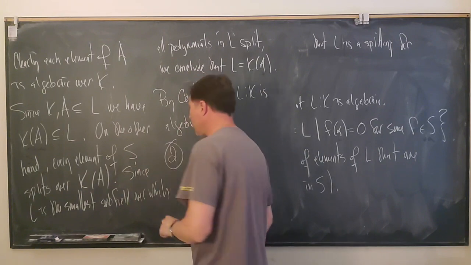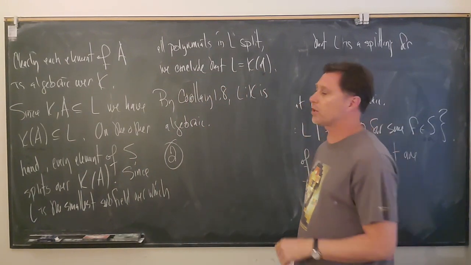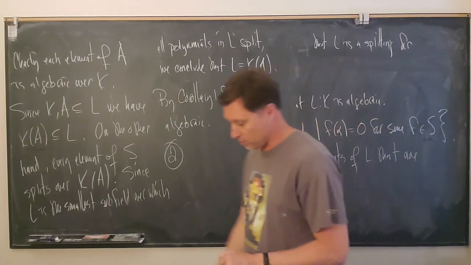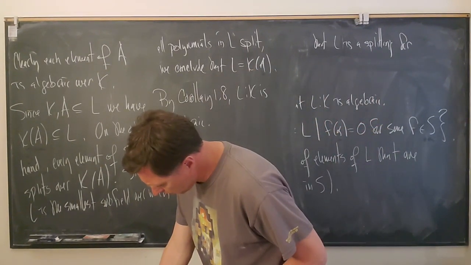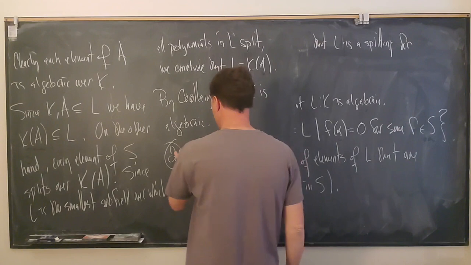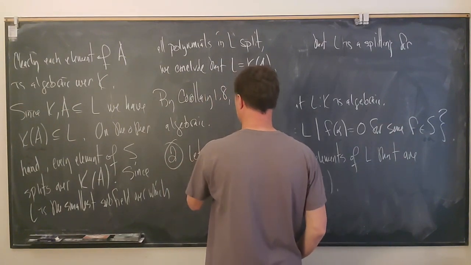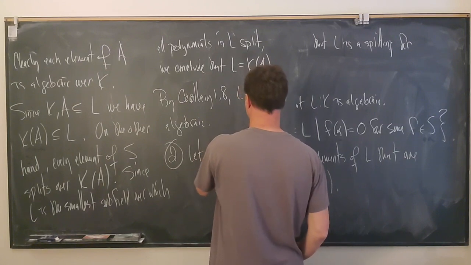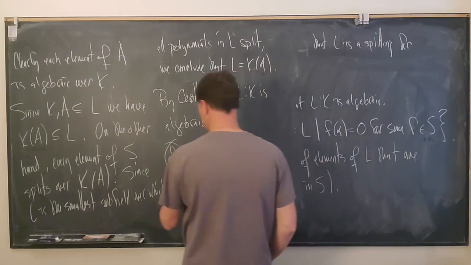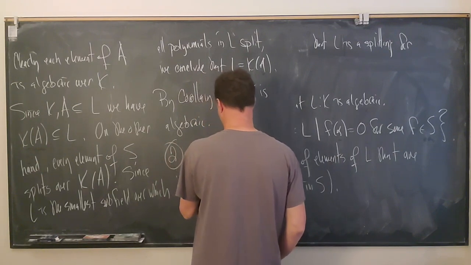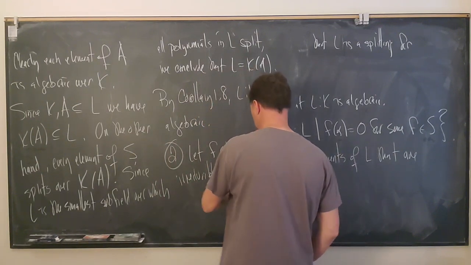And now we need to show that every time we have an irreducible polynomial that has a root in L, then it splits completely over L. So let's take an irreducible polynomial. So let's let f in K bracket X be irreducible over K.